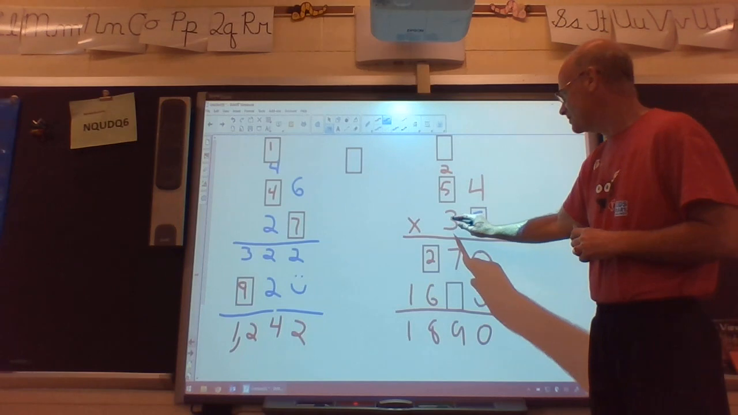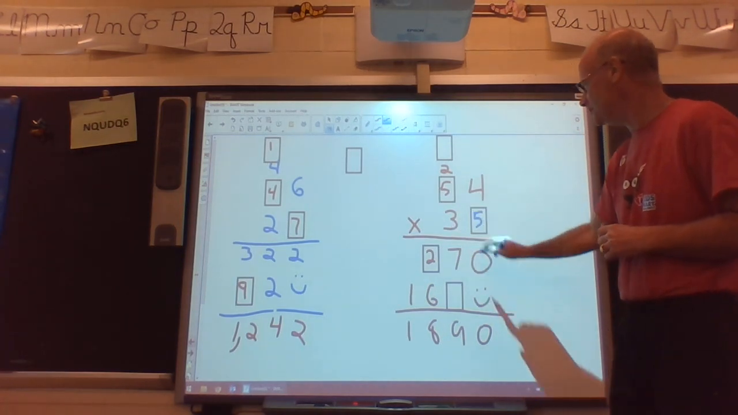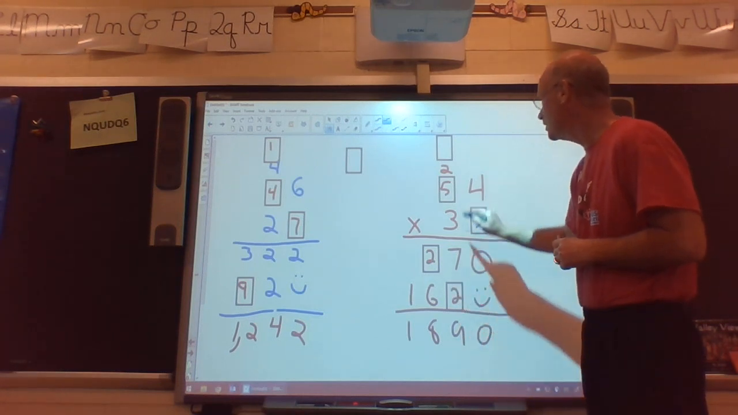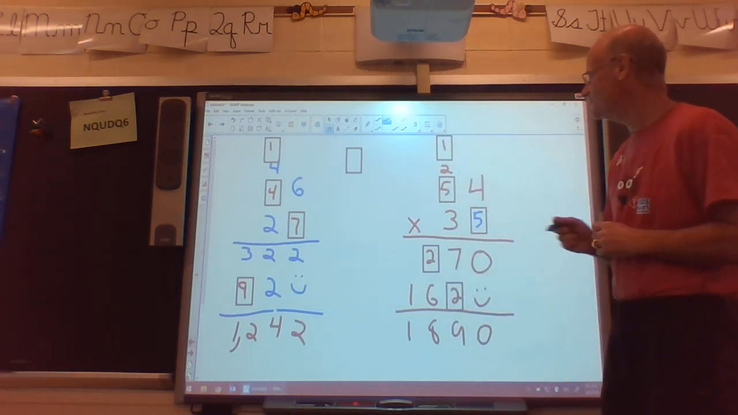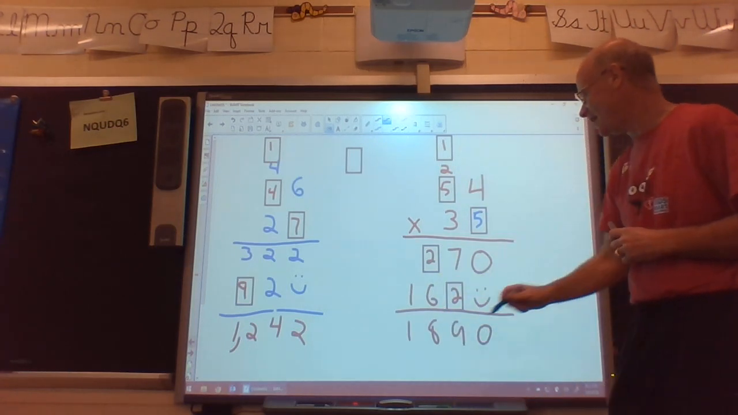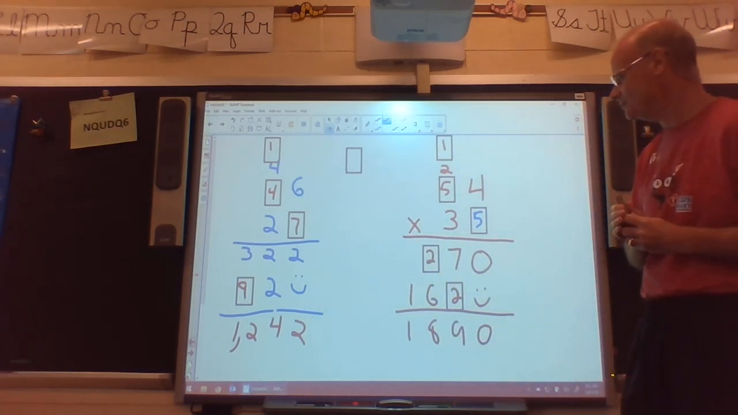Okay, I'm all done with the 5, I can do the 3. I have to put down Waldo. 3 times 4 is 12, so I'll put down my 2, carry my 1. 3 times 5 is 15, plus 1 is 16. If I add that together, I get 1890.